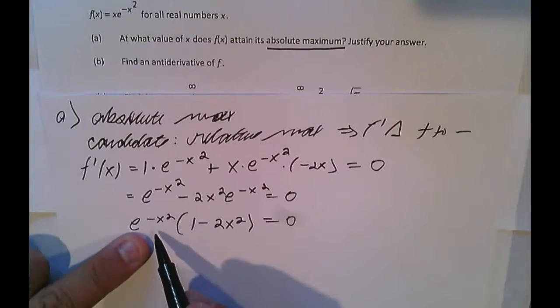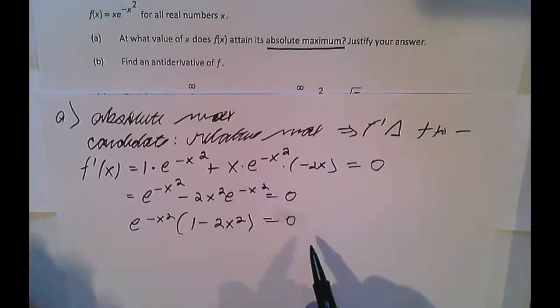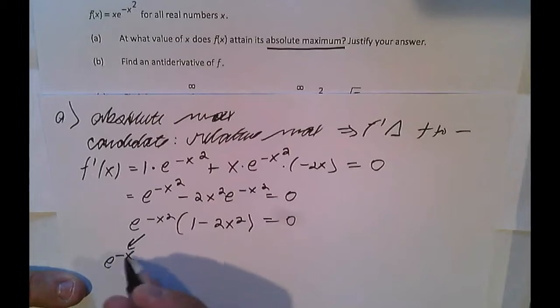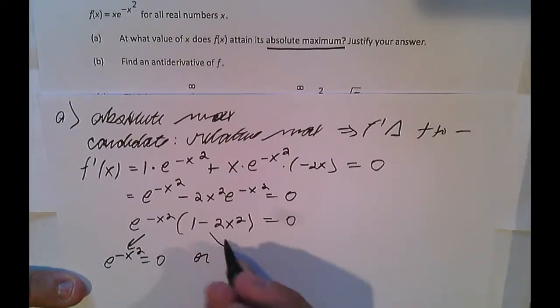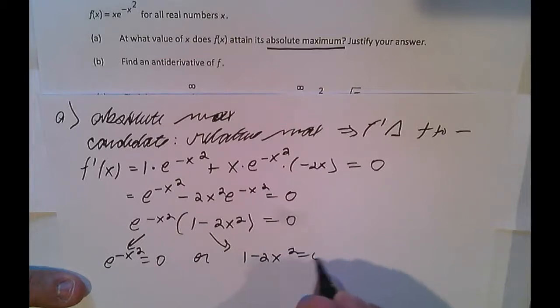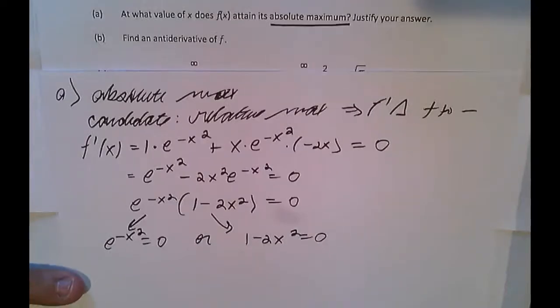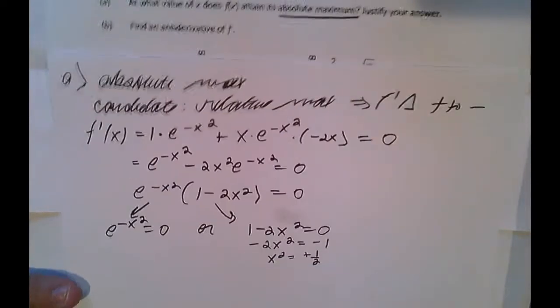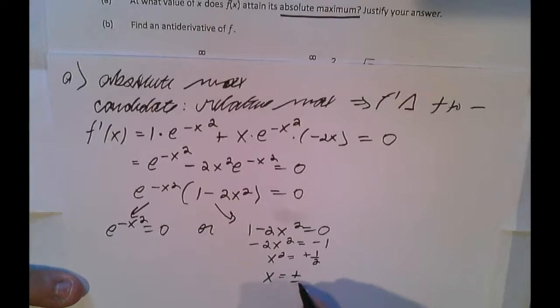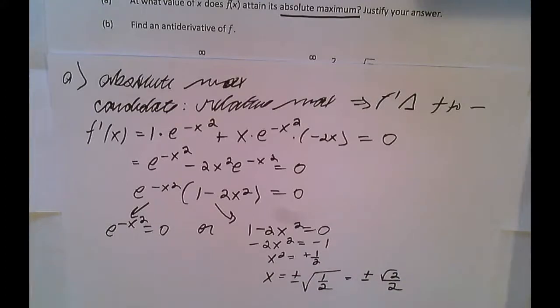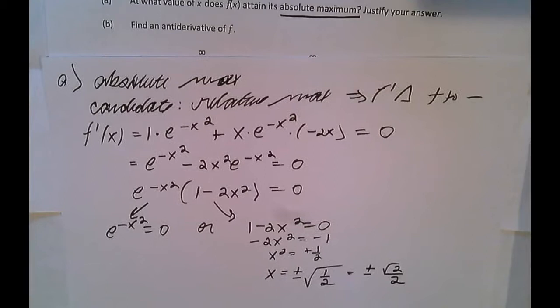If e to the negative x squared times 1 minus 2x squared equals 0, then it means that e to the negative x squared equals 0, or 1 minus 2x squared is equal to 0. Now this guy on the right's not too bad. Negative 2x squared equals negative 1. I could divide by negative 2. x squared is positive 1/2. So x is plus or minus the square root of 1/2. If you want to rationalize the denominator, feel free. You're going to get plus or minus the square root of 2 over 2.